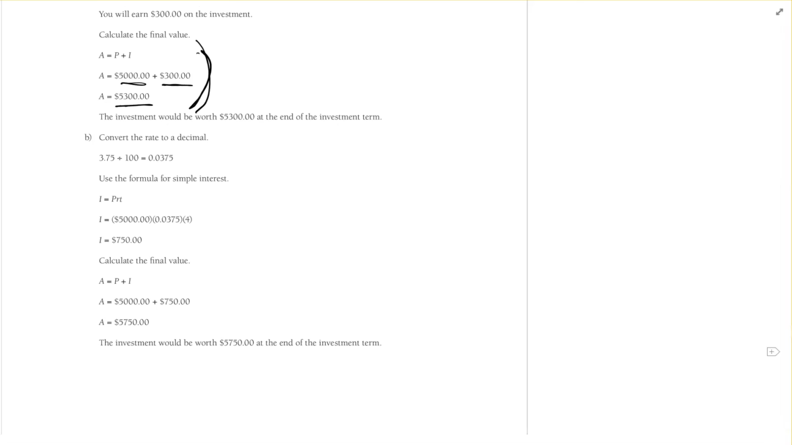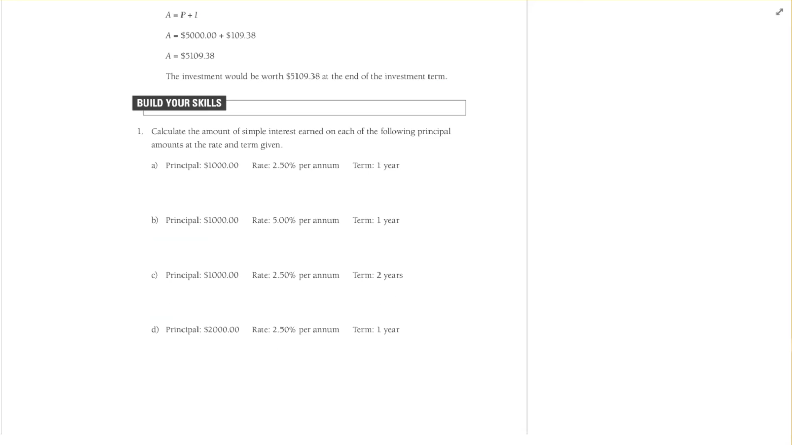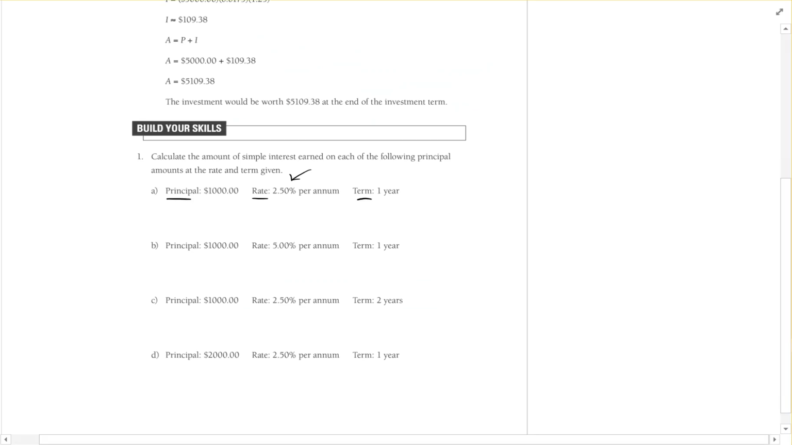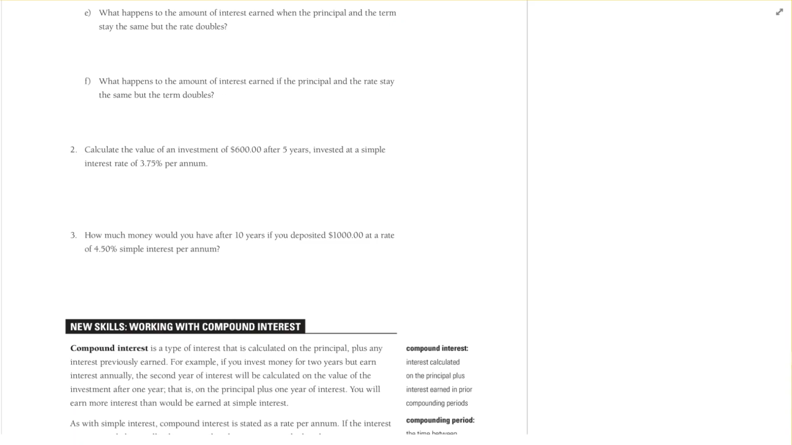Okay, now let's start with build your skills. Okay, so this one should be pretty straightforward. It's even laid out as principal, rate, and term. You just need to multiply them all together, but just make sure you change that into a decimal, right? So I'm going to let you guys go ahead and answer number 1. So go ahead and answer that now. All right. It's page 15 on mine, sorry. All right, number 2. Okay, never mind.